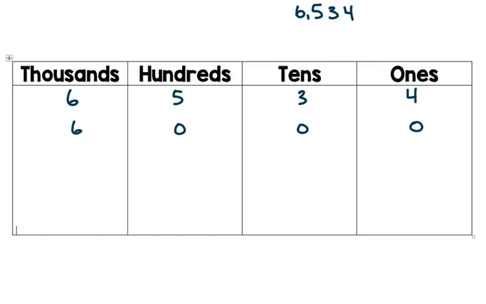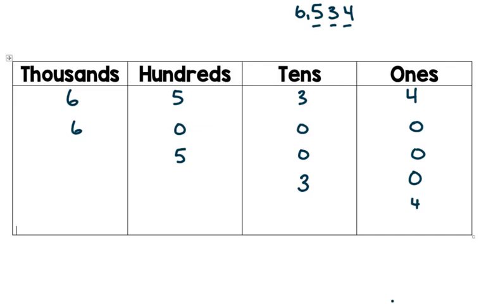So my next one is the digit 5. If I have 5 hundreds, then that means I'm writing the number 500. Okay, now I have 3 tens. So if I have 3 tens, that is 30. Okay, and my last one is the digit 4 in the ones column. If I have 4 ones, that means I have 4.